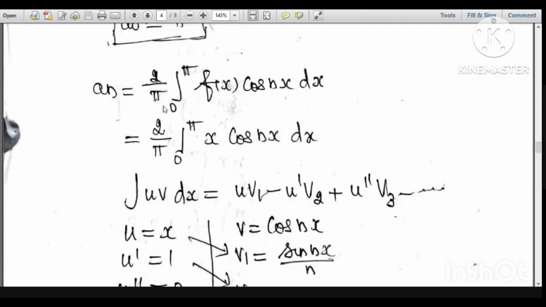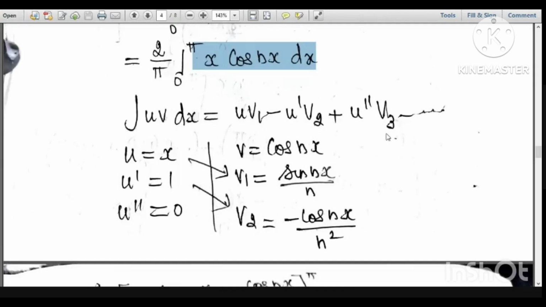An is equal to 2 divided by pi integral over the limit 0 to pi f of x cos nx dx. F of x is given in the problem as x. So 2 divided by pi, x into cos nx dx. Again you have to use Bernoulli's formula. What is Bernoulli's formula? If there are two terms, we can use Bernoulli's formula. If there are three terms also, we can use Bernoulli's formula. Three terms will be reduced to two terms. So integral uv dx is equal to uv1 minus u dash v2 plus u double dash v3.